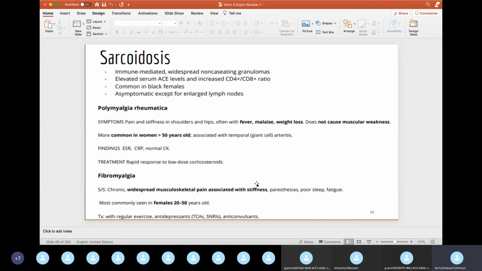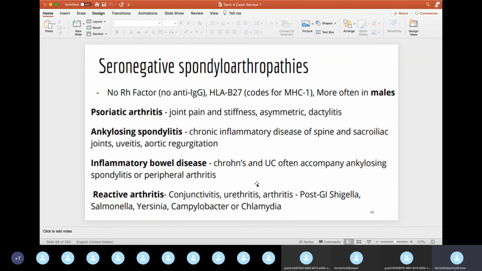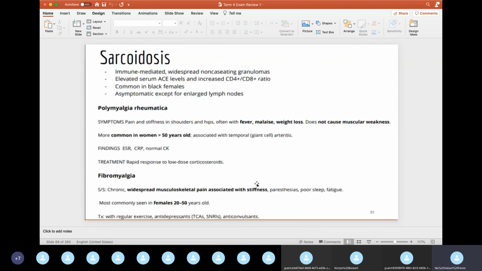Sarcoidosis, non-caseating granuloma. In the vignette, they're going to say increase in ACE and increase in calcium for your sarcoidosis. You can also have polymyalgia rheumatica, which travels. For this one, you have pain and stiffness in the shoulders. It is most commonly seen in temporal arteritis.